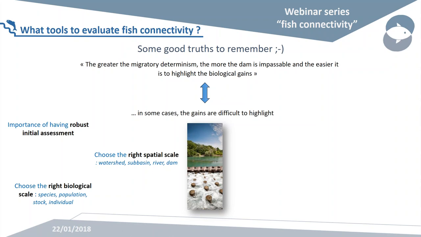A few different points are important to build good projects. The first one is the importance of having a robust initial assessment. This is really important if you want to compare the before and after situation. Really often we think about the assessment after the action, but it's also really important to build the initial assessment.